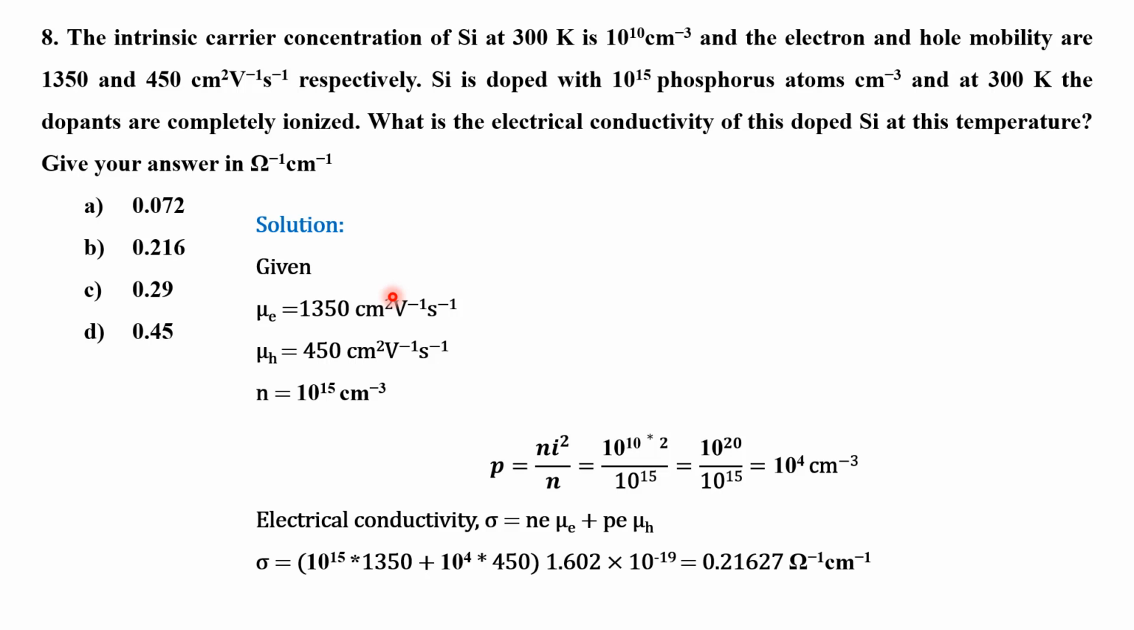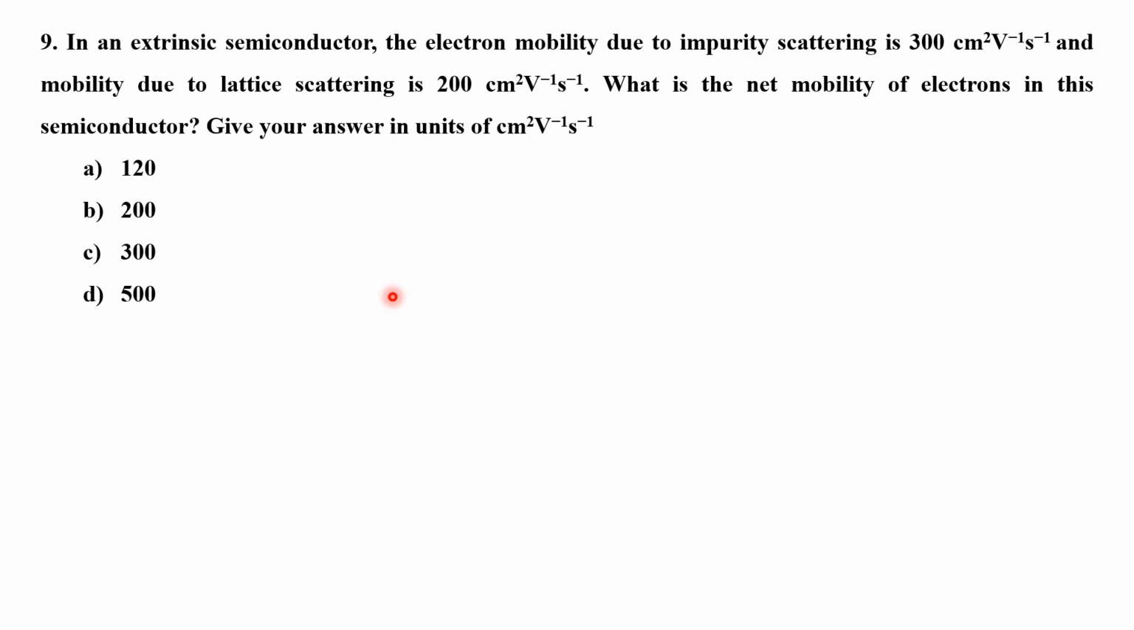So in that case, I think we can move on to the next question. In an extrinsic semiconductor, the electron mobility due to impurity scattering is 300 and mobility due to lattice scattering is 200. What is the net mobility of electrons in the semiconductor? And give your answers in the same unit.